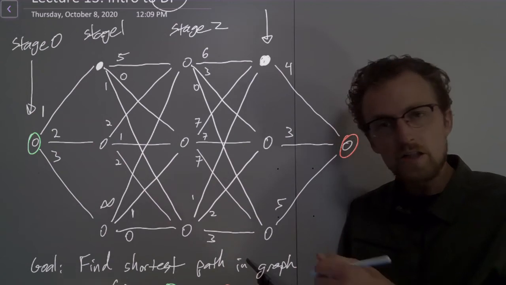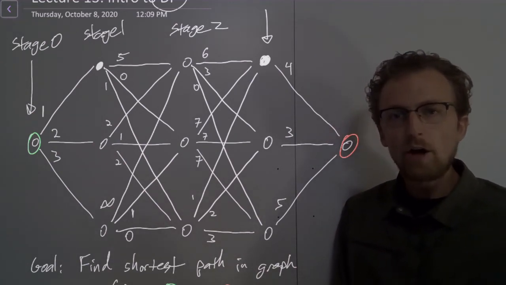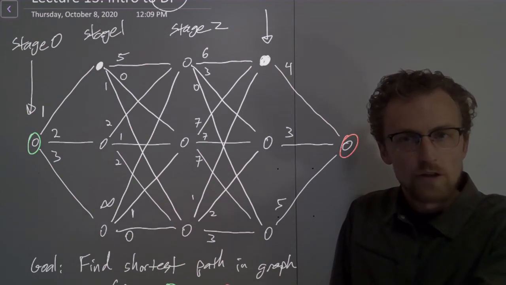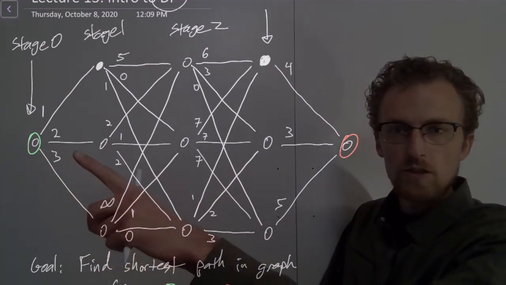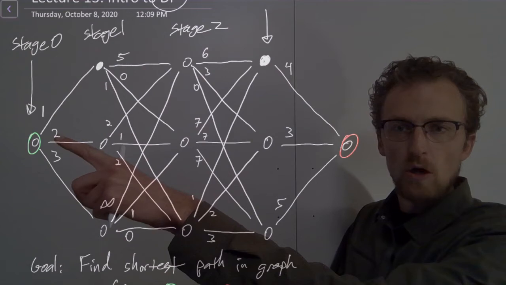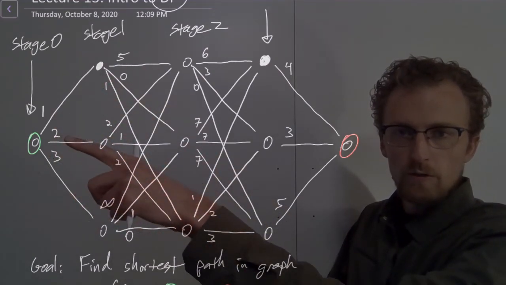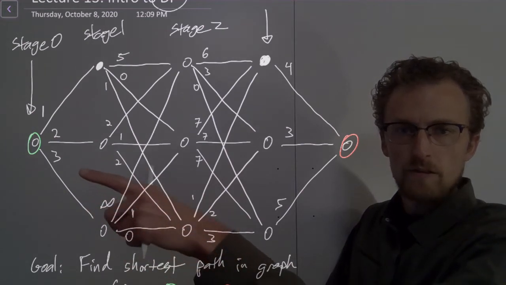So what does it mean to have a minimum cost path? Each of these edges has a number written by it, and just for our convenience, I've written the number on the left end of the edge. If you look here at stage 0, I have an edge going up with a cost of 1, an edge going right with a cost of 2, and an edge going down with a cost of 3.